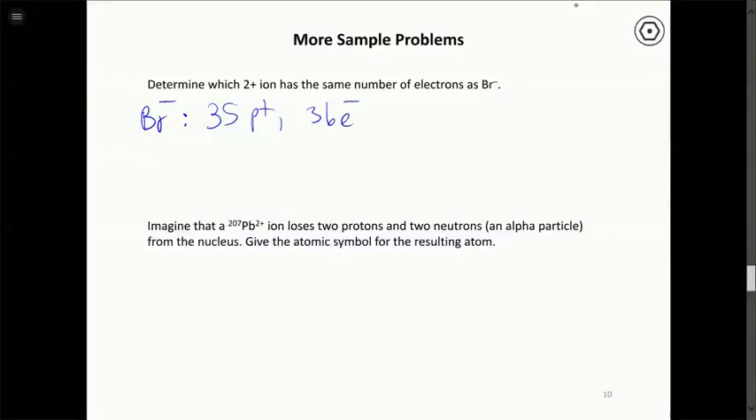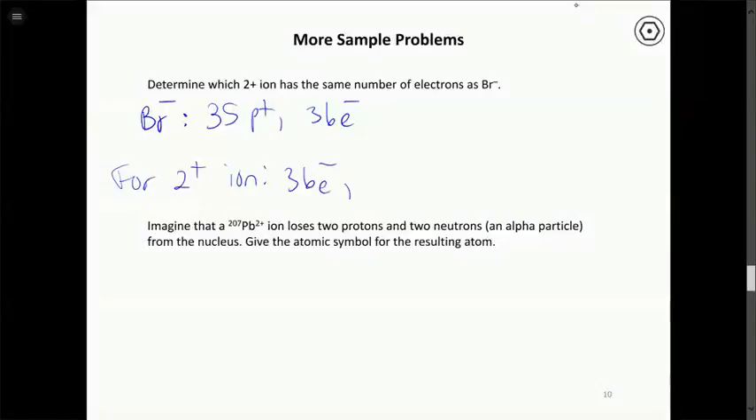And now we want to know what is the name of the 2+ ion, or the symbol for the 2+ ion, that has also 36 electrons. These are what are called isoelectronic ions. They're ions that have different charges but the same total number of electrons. So if we have a 2+ ion that has 36 electrons, how many protons should that have?